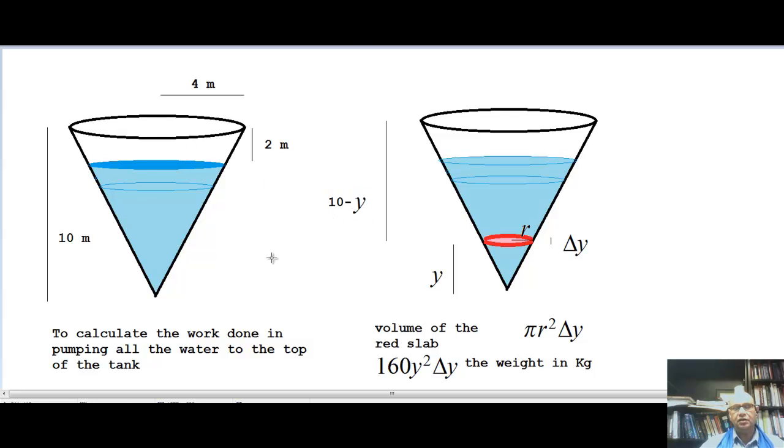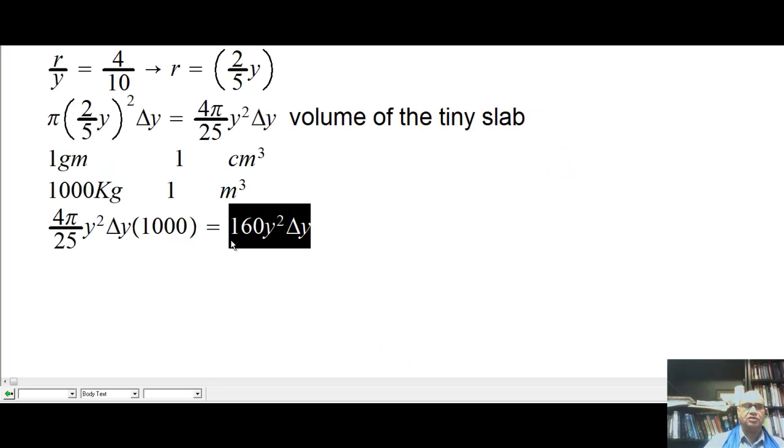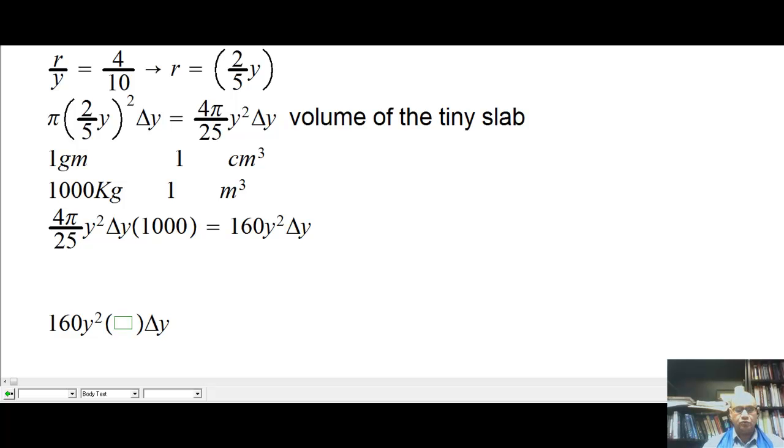Okay, are we good so far? So we are going to pull this up by how much? A distance of 10 minus y, right? So this is the force in kilograms that I'm pulling up. So I have to counter that with the same force. And how much distance am I moving it through? 10 minus y. So work done will be what? The work done will be the force times the distance, right? So what do I do now? I just multiply that with 10 minus y.